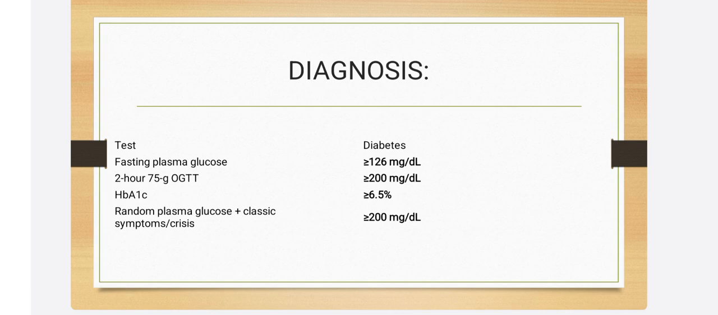The third is HbA1c. An HbA1c of 6.5% or higher is within the diagnostic range. Finally, random blood glucose of 200 milligrams per deciliter or higher together with classic symptoms of hyperglycemia or hyperglycemic crisis can establish the diagnosis.